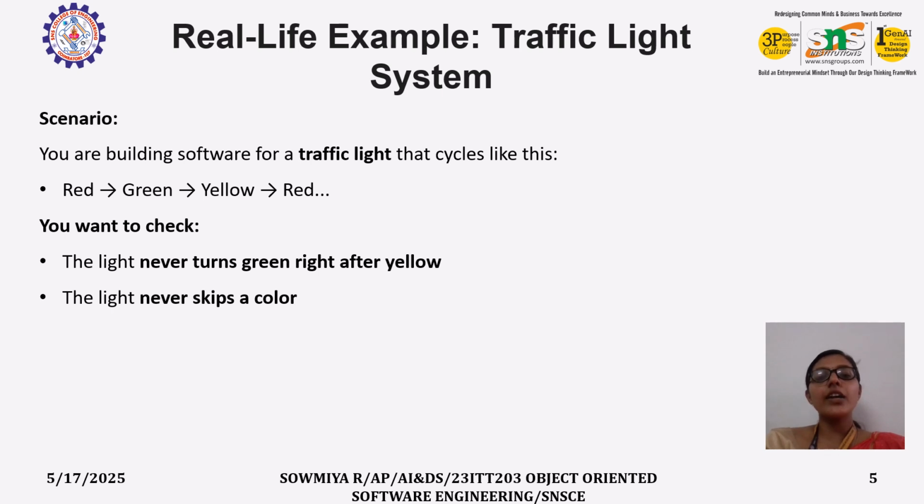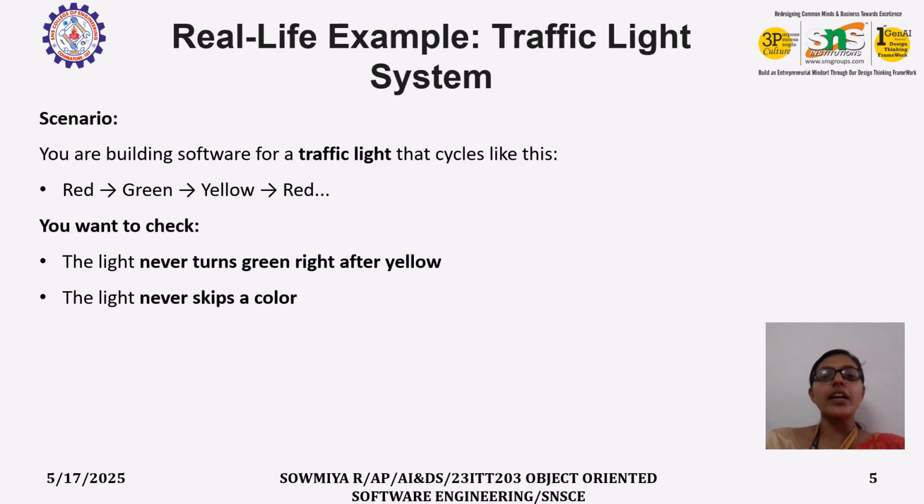Now, a real life example of a traffic light system. Let's understand this using a real world system, a traffic light controller. The states here are red, green and yellow. The system must follow the cycle of red, green, yellow and red. Now, what if there is a bug that lets the light go directly from red to yellow, skipping the green color? This could cause a traffic accident.